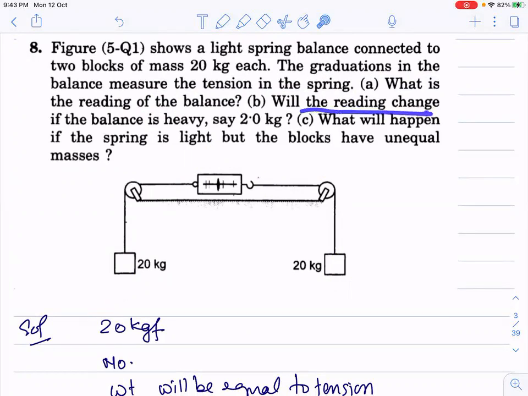Okay. Will the reading change if the balance is heavy? Say 2 kg. No, because it is in horizontal condition. No effect of weight will take place.